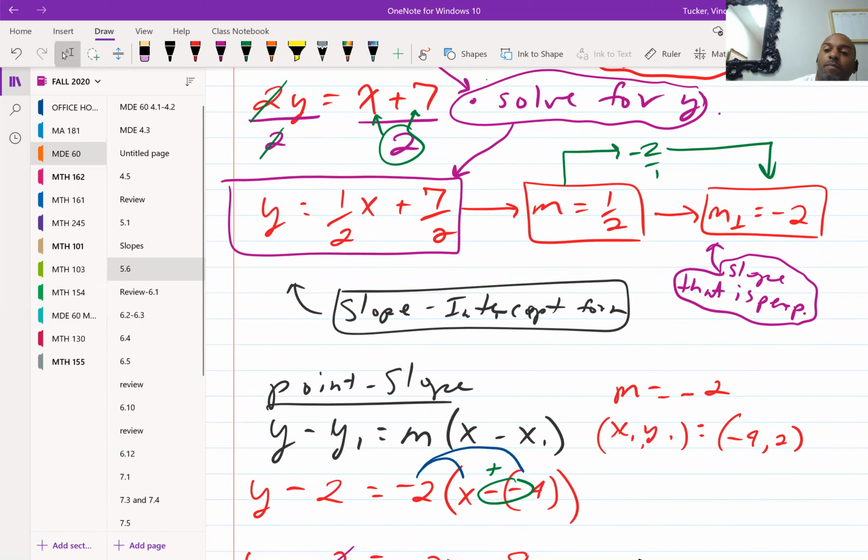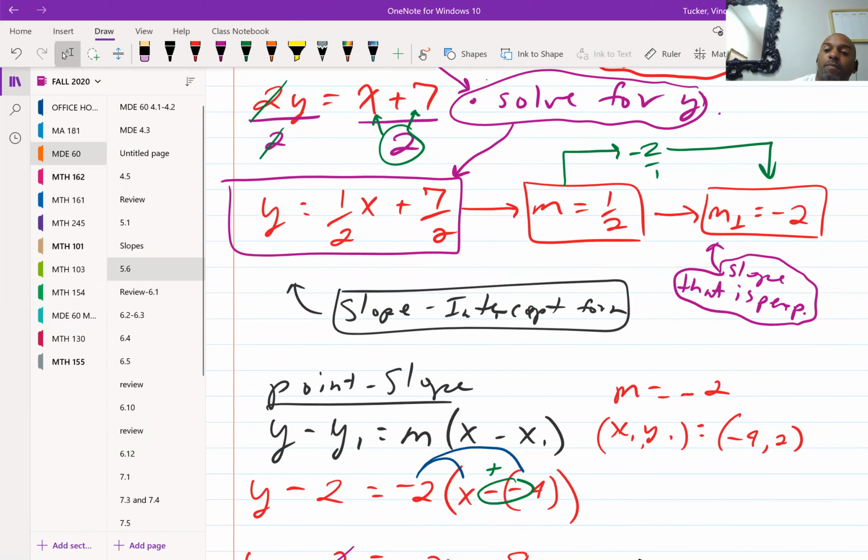Negative turns positive, and we distribute -2, and that puts us here at y minus 2 equal to -2x minus 8. That negative turns positive, so that's a positive 4 times -2, so that's how we got -8. Then to finish it off, we will add 2 to both sides to get y by itself. So then we'll have y equal to -2x minus 6. That will be our slope-intercept form.